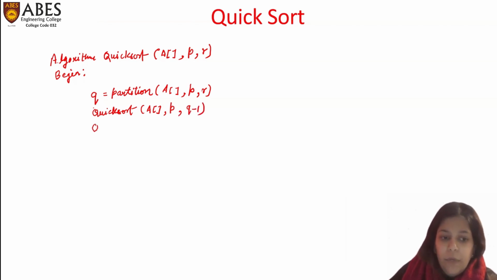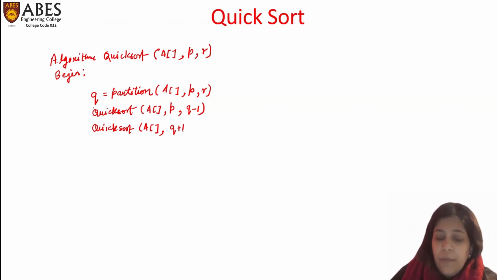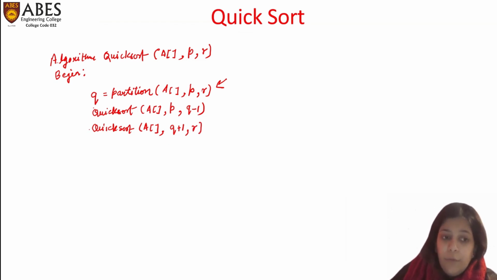And again, we will call the quicksort algorithm for the right half, wherein the array will remain the same. The lower bound will become Q plus 1. Why Q plus 1? Because at the Qth index, we already have the pivot and that will be placed by this partition algorithm. I will just show it to you. And the upper bound will remain same, that is R, right? So this is what we have to do.